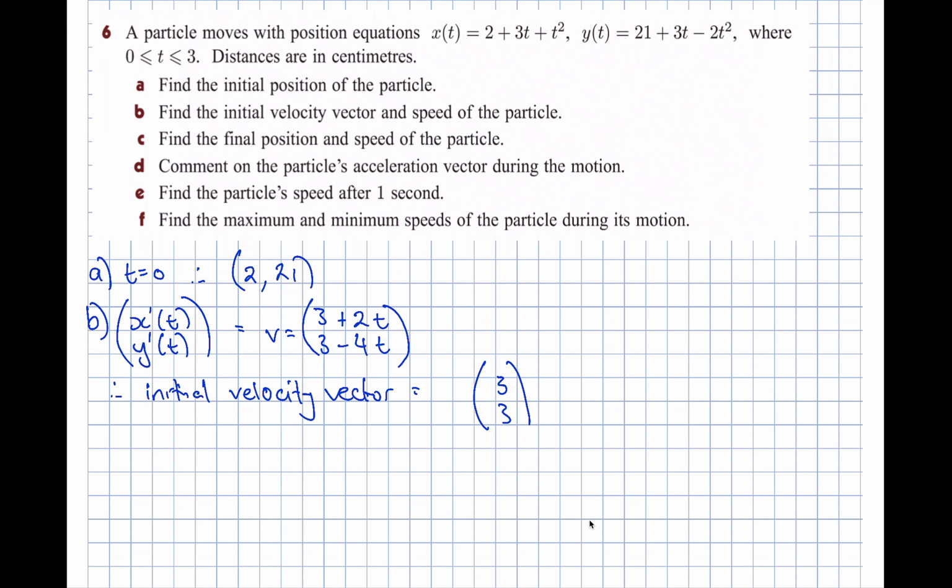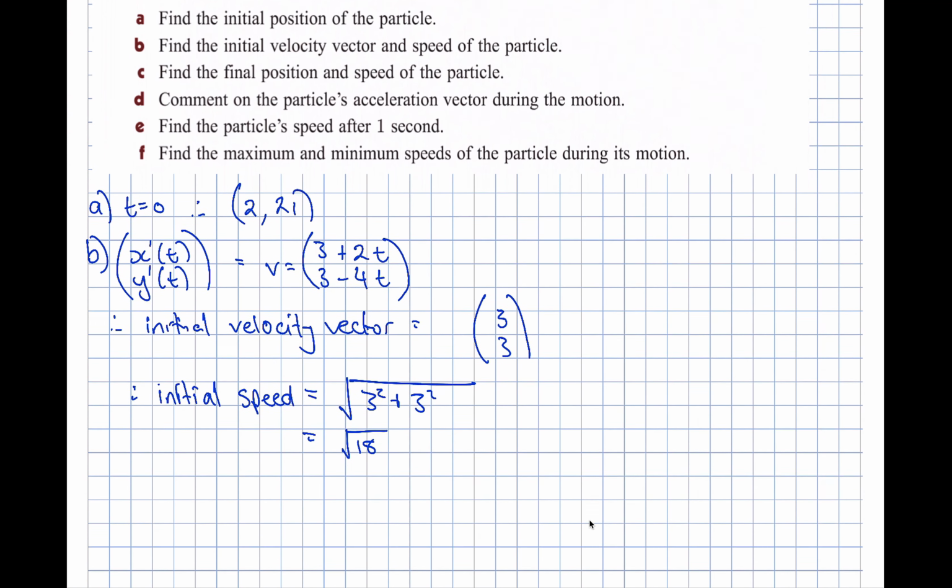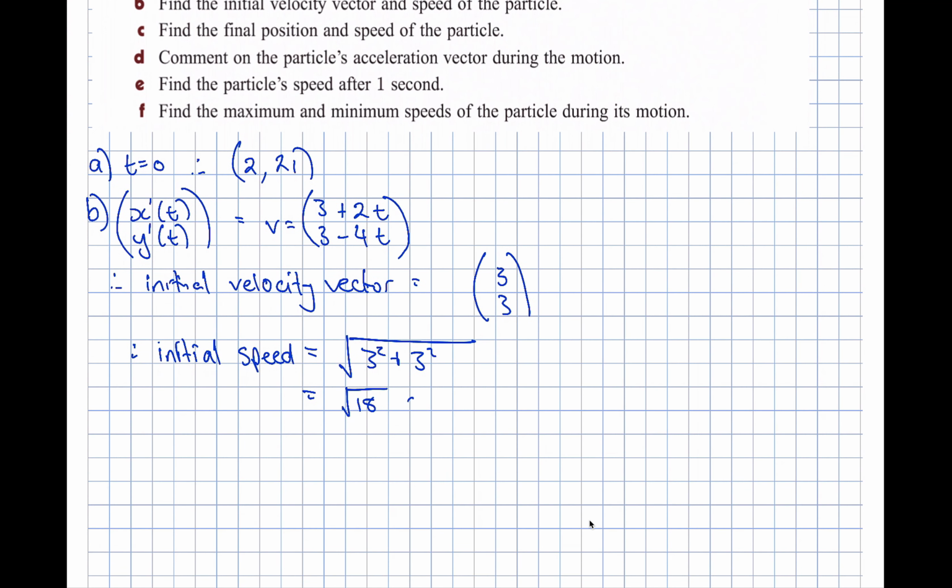And it wants to know what the speed is initially as well. So the initial speed is equal to the square root of 3 squared plus 3 squared, which is equal to the square root of 18. The question doesn't actually say that t is in seconds, but we assume that's in seconds for this. So I guess we should say that the initial speed is this many centimetres per second.